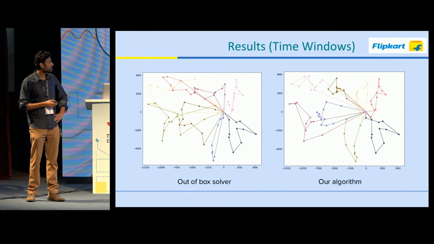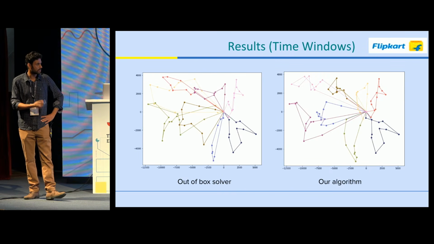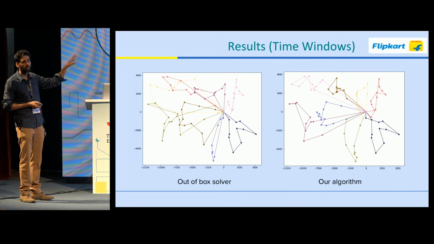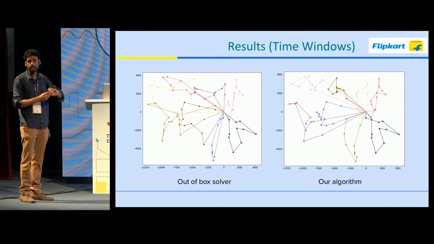Okay, so we quickly talk about the results. What you have on the left-hand side is the out-of-the-box solver, and this is our algorithm. You can see that the routes tend to be more overlapping. They're more non-compact. They're spread out. Here, it's significantly better on the right-hand side, where the routes are more compact. There are not as many outliers, and there's less overlap.